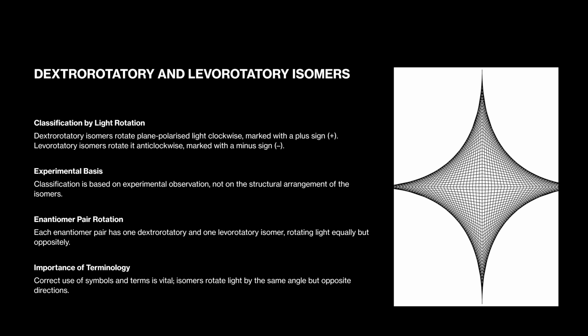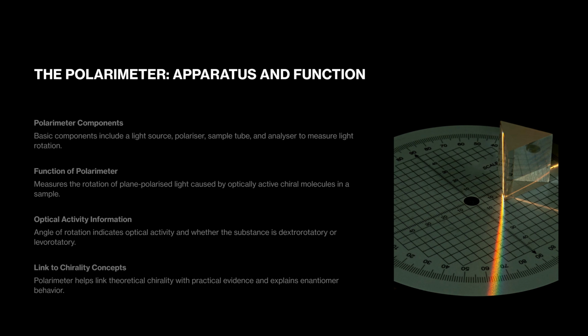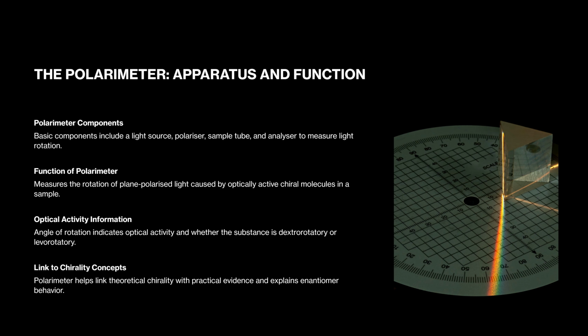Each pair of enantiomers consists of one dextrorotatory and one levorotatory isomer, and they rotate plane polarized light by equal amounts but in opposite directions. A polarimeter is the instrument used to measure the rotation of plane polarized light by an optically active substance. A typical polarimeter consists of a light source, a polarizer to produce plane polarized light, a sample tube containing the optically active substance, and an analyzer to measure the angle of rotation.